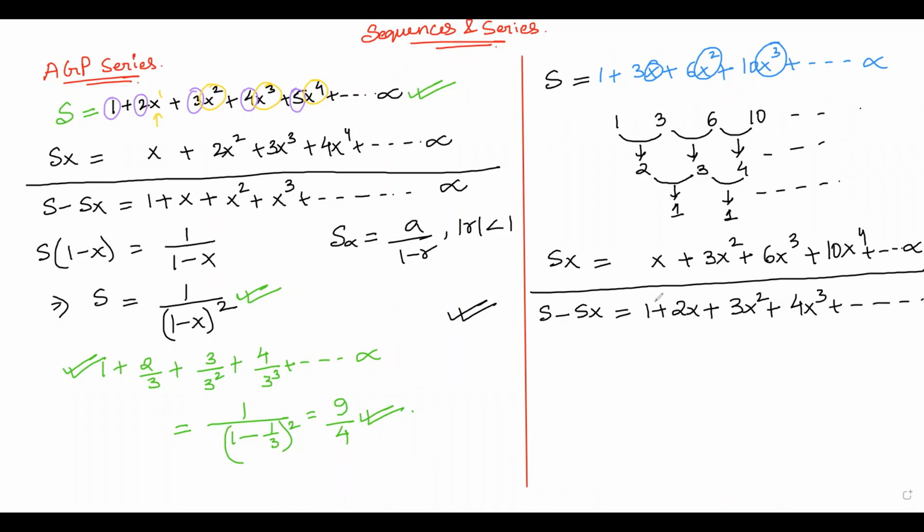Now we already know the sum for this series, which is given by 1 upon 1 minus x whole square. And from this S minus Sx, we can take S common, and this would be S into 1 minus x. So the sum for this series S can be written as 1 upon 1 minus x whole cube.